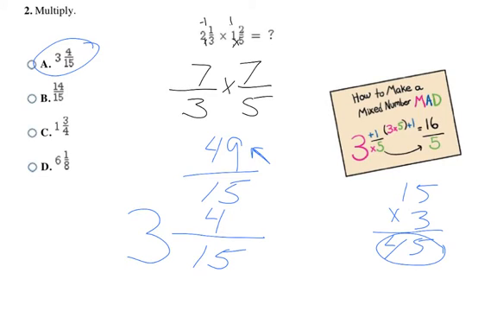And then I could check that by using the MAD steps to see if this mixed number gets me back to being improper.